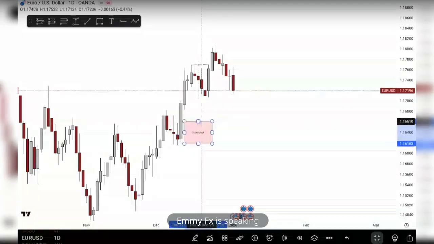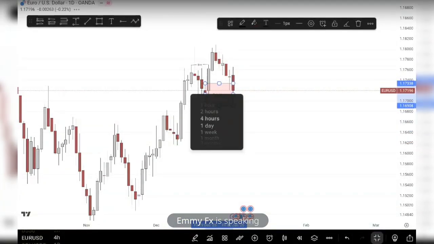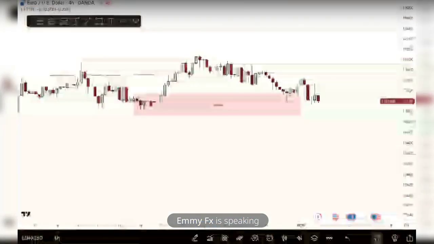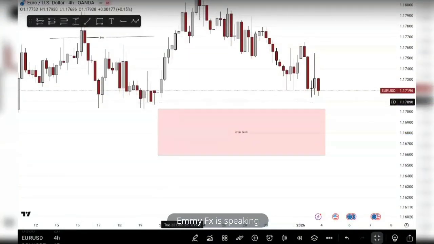But let's go to the other time frame and see what it is currently showing. So this is the 4-hour time frame. In the 4-hour time frame, we have this order block in which price is currently reacting.